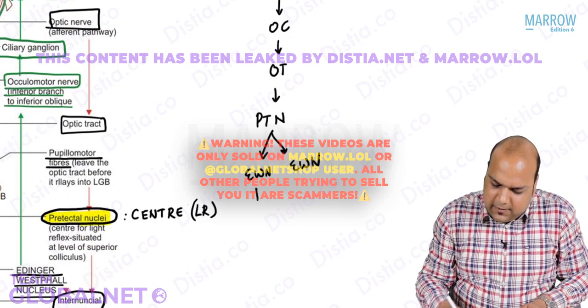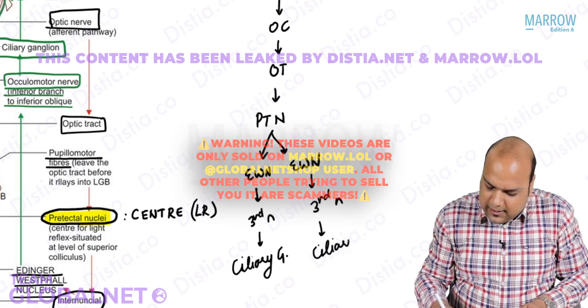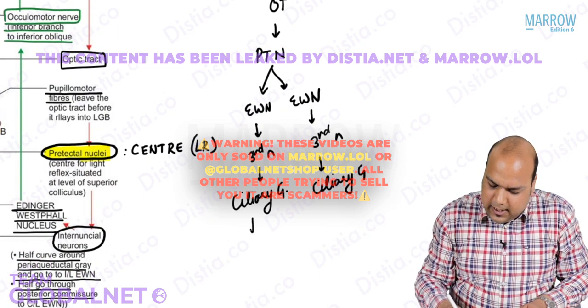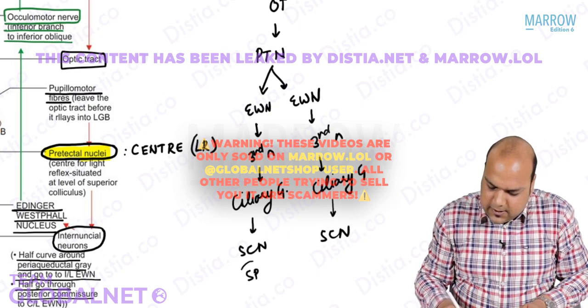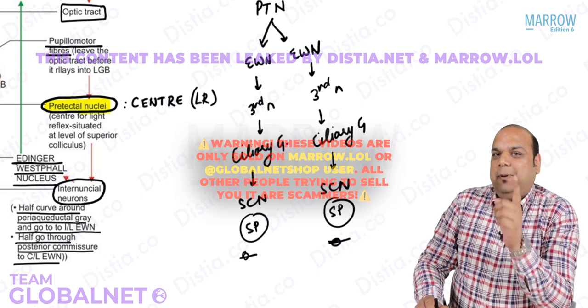From both Edinger-Westphal nucleus, what will occur? Respective third nerve will go to ciliary ganglion. From the ciliary ganglion, short ciliary nerve will ultimately innervate the sphincter pupillae, and thus both the pupil will constrict. I hope I'm clear, everybody.